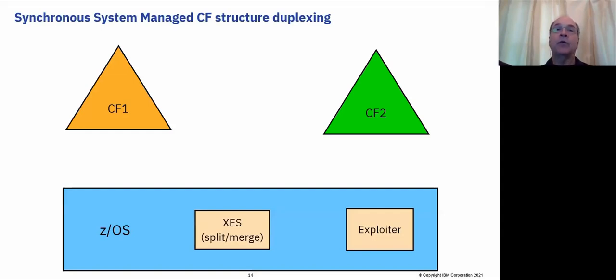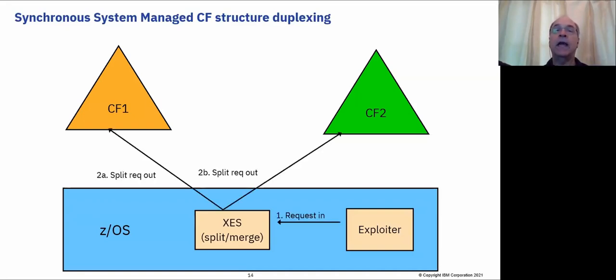So let's talk through how synchronous system managed duplexing works in a pictorial fashion. I've used the generic terms exploiter and XCF, but for me, the exploiter is the IRLM, right? Because that's where it's painful. It's when the IRLM is making a request to the lock structure. So IRLM makes a request, XCF takes that request and splits it and sends it to both copies of the duplex lock structure.